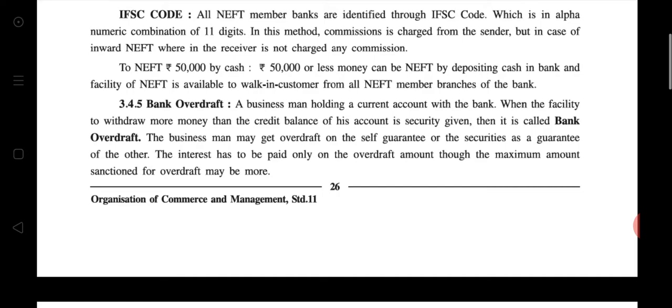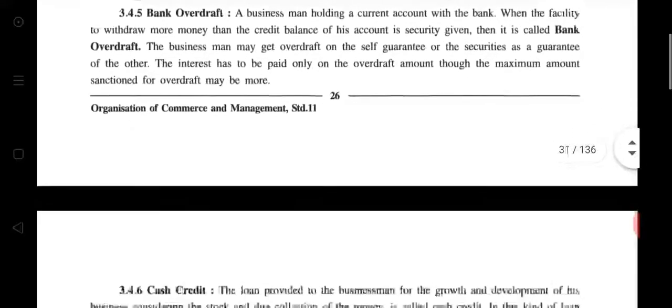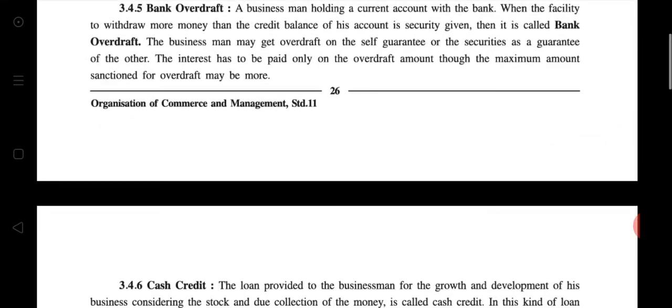Now, bank overdraft. You all know what bank overdraft is. I already explained, so now we will just read one time. A businessman holding a current account with the bank, when given the facility to withdraw more money than the credit balance of his account against security given, then it is called bank overdraft.